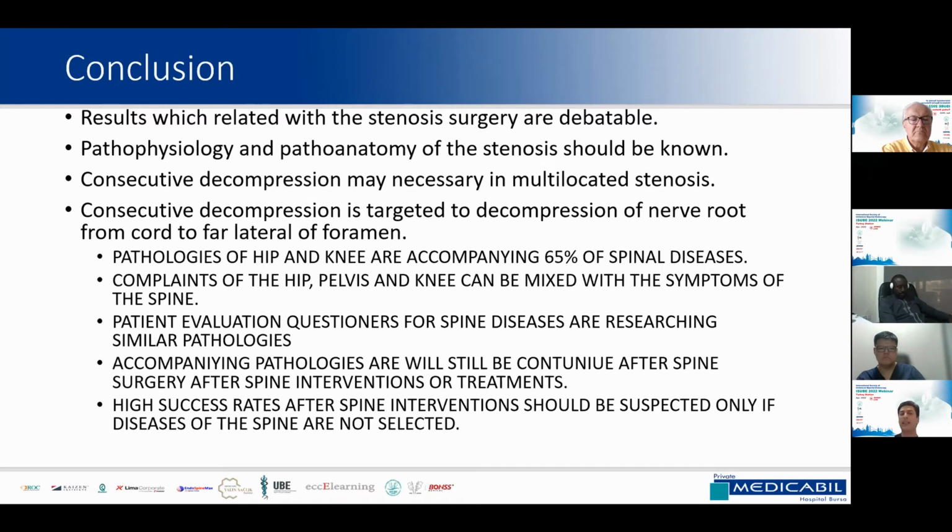Pathologies of the hip and knee accompany more than 50% of spinal diseases. Complaints of the hip, pelvis, and knee can be mixed with the symptoms of the spine. Patient evaluation questionnaires for spine disease are researching similar pathologies. Accompanying pathologies will still continue after spine surgery, interventions or treatments. A high success rate after spine interventions should be suspected only if diseases of the spine are not selected.